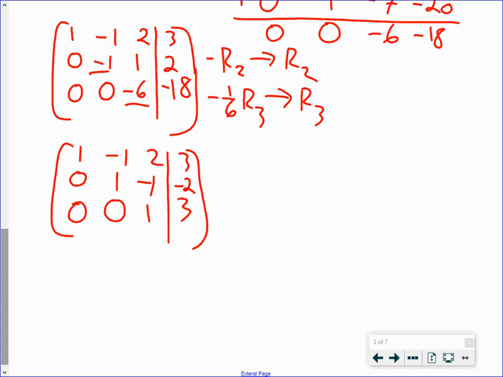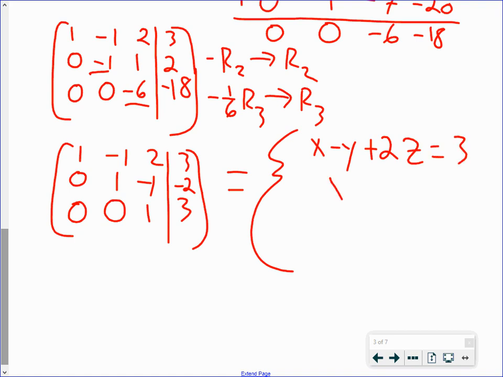And so all that's left to do is put this into a system of equations and solve for our x, y, and z. So the first row tells us x minus y plus 2z equals 3. The second row tells us, sorry, not x, but y minus z equals -2. And the third row tells us z equals 3.